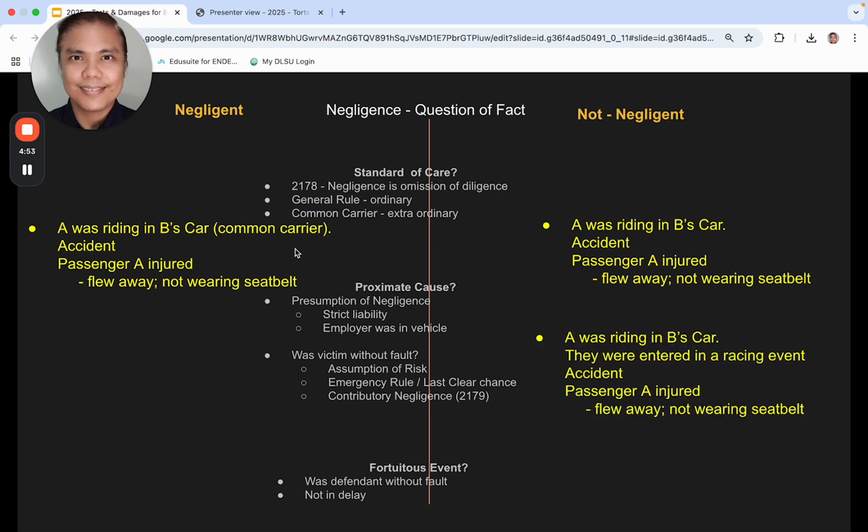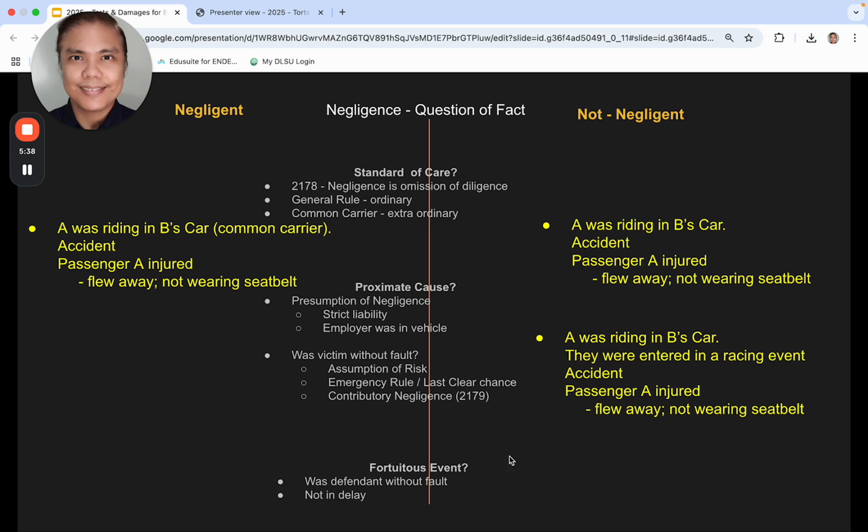Another example, A was riding in B's car. They were entered in a racing event. So they were racing. There's an accident, passenger A injured, flew away for not wearing a seatbelt. Well, you could say probably that B was not at fault. B was not a common carrier. You could argue that B complied with the ordinary rules of diligence. It was A who assumed the risk of getting into an injury because they were entered in a racing event.